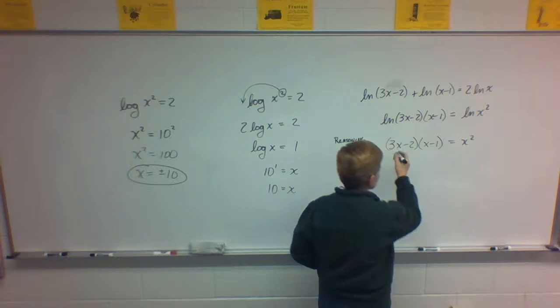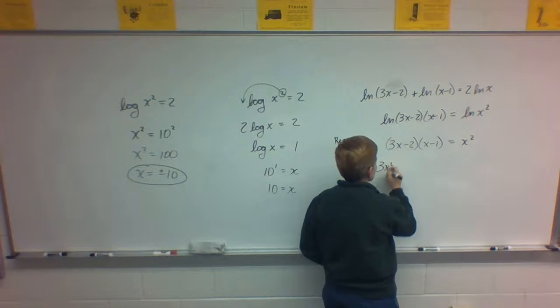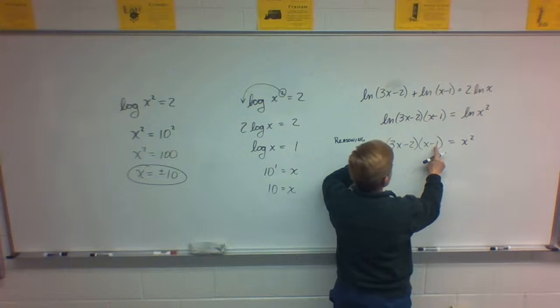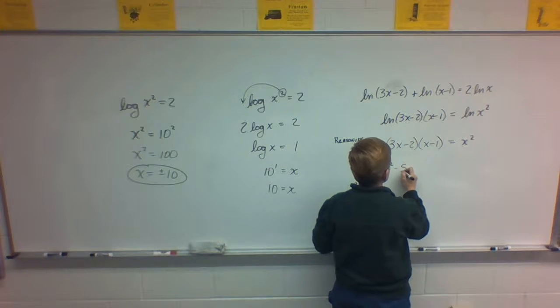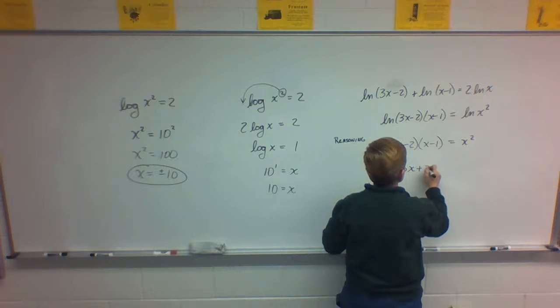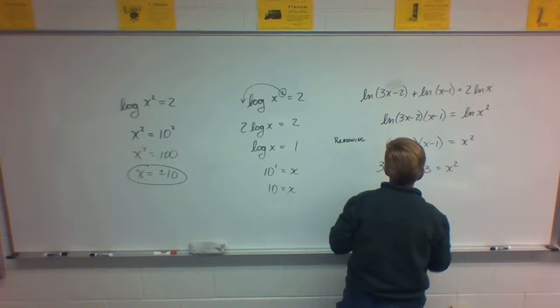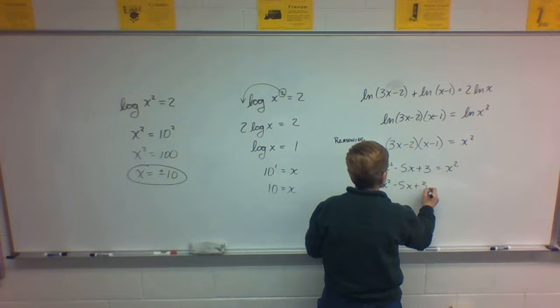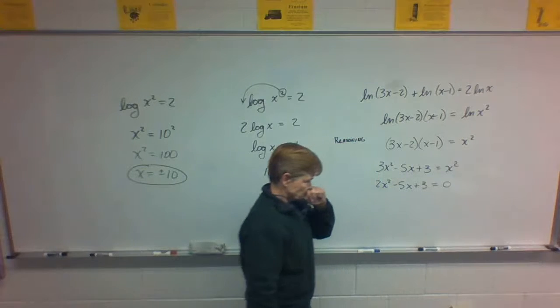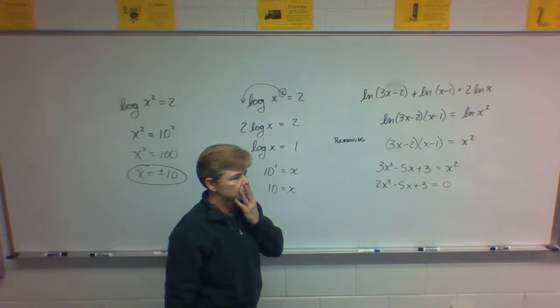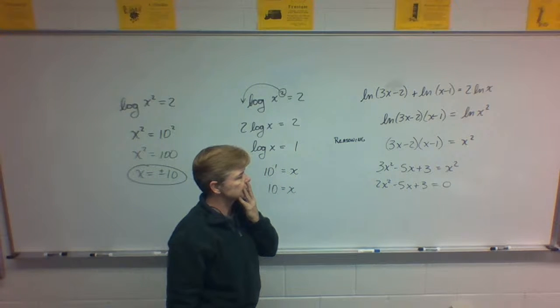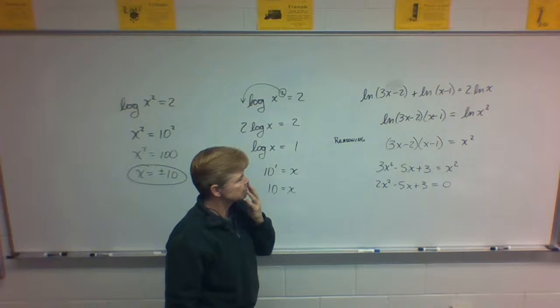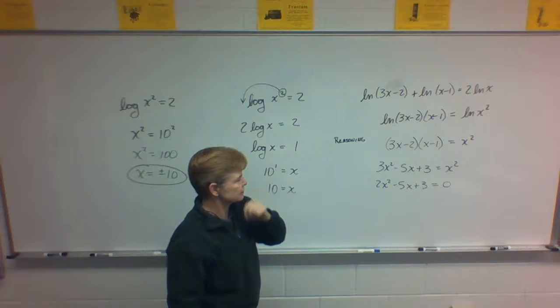All right, so let's multiply this through. It's going to be 3x squared. This is going to be minus 3 minus 2, which is minus 5x, plus 3 equals x squared. Got a quadratic, bring it over. 2x squared minus 5x plus 3 equals 0. And we got 4 choices. Plus 2 plus 3. What? 3x squared minus 5x plus 2. Yes, thank you.